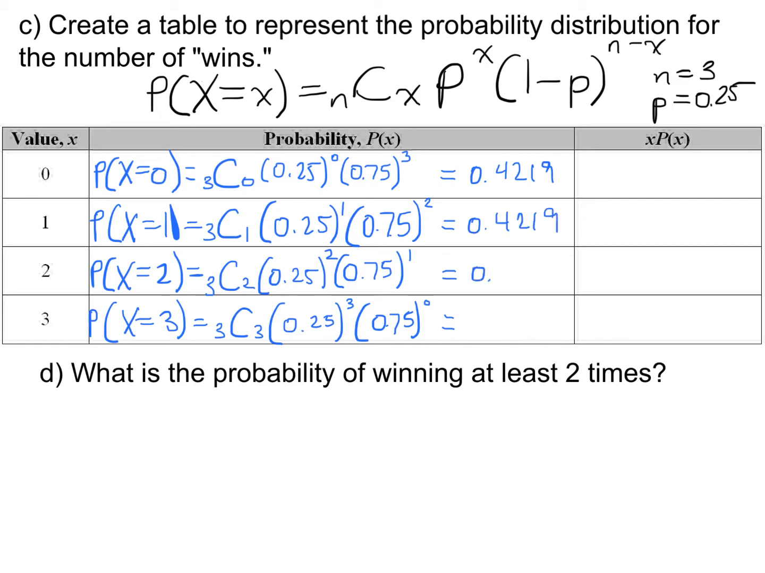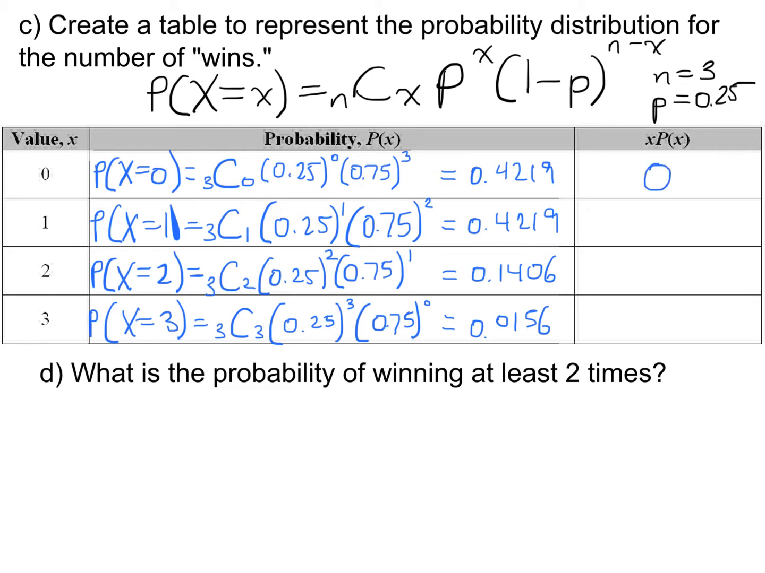This is 0.1406 and 0.0156. Okay, so those are the probabilities of winning no times, one time, two times, or three times in 3 spins. Just to make things convenient, remember when we're calculating expectations, it's just the sum of the products of the value and its probability. So we can just multiply that really quickly over here.